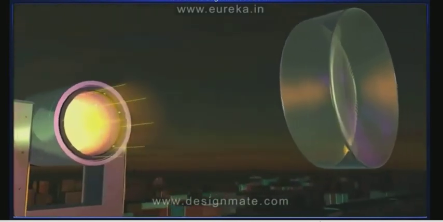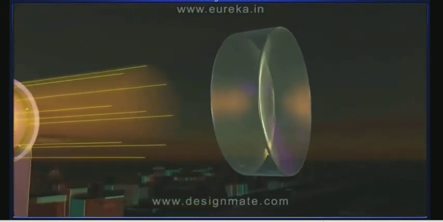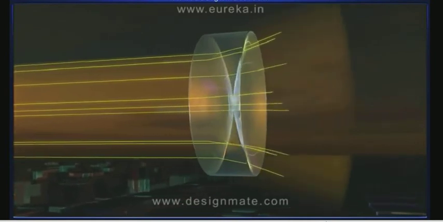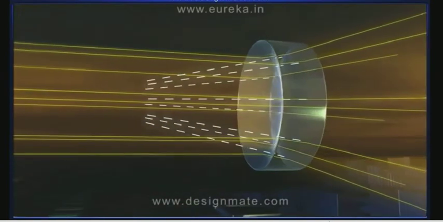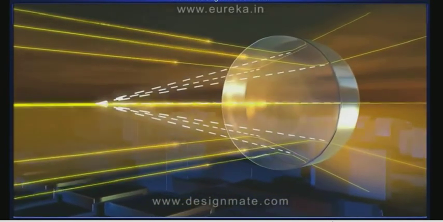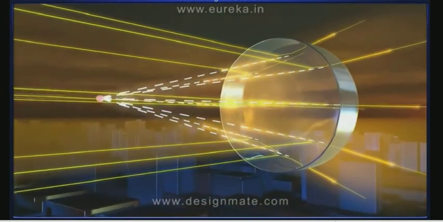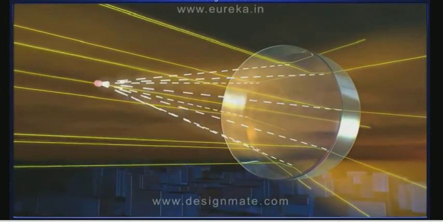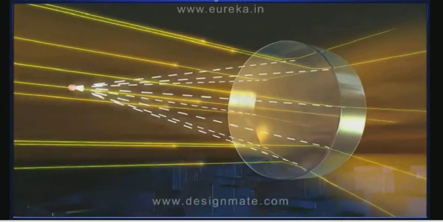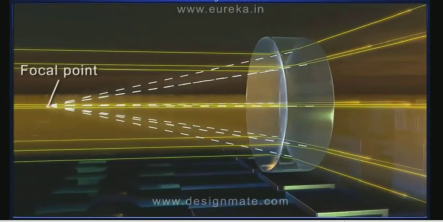The parallel rays of light incident on the concave lens undergo divergence as they emerge on the other side. If the divergent rays are extended backwards, then they appear to meet at one point on the principal axis on the same side of the object. This point is called the focal point of the concave lens.